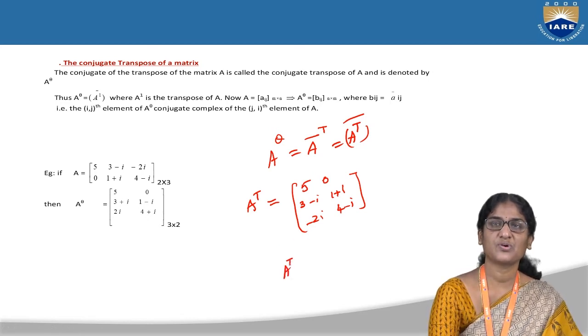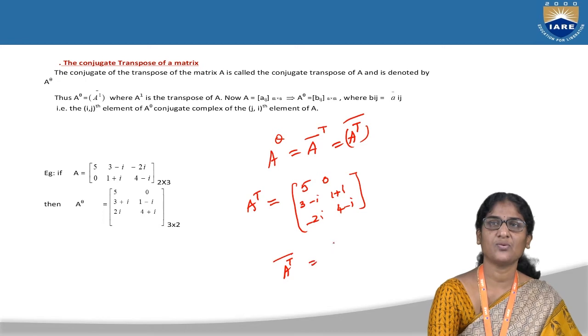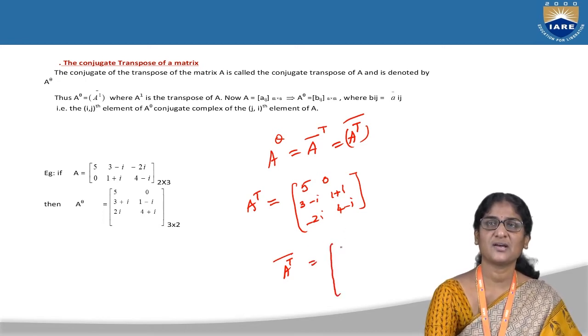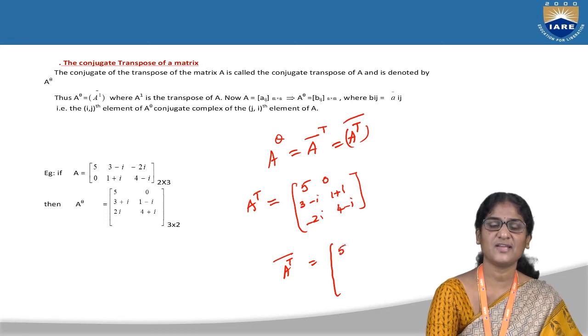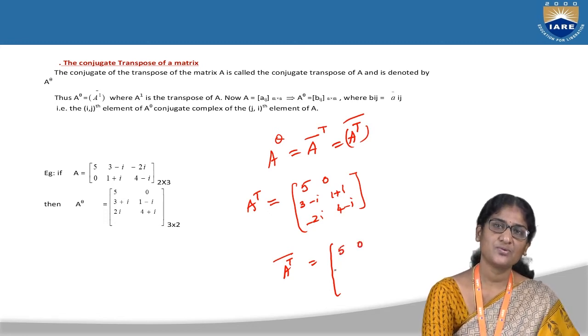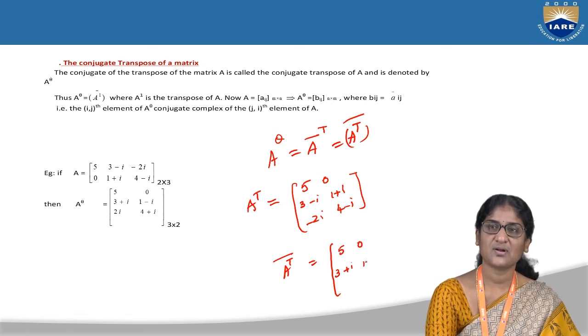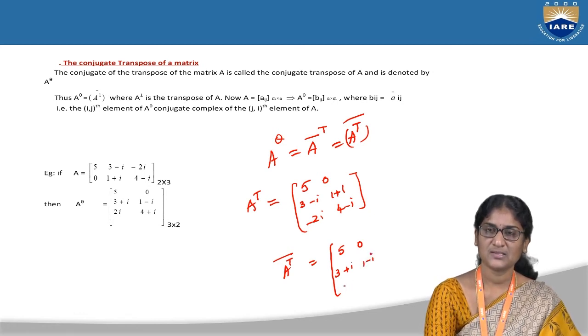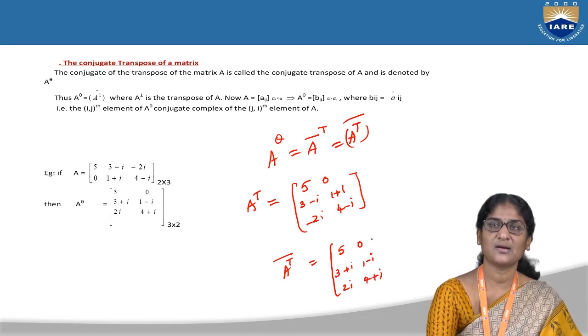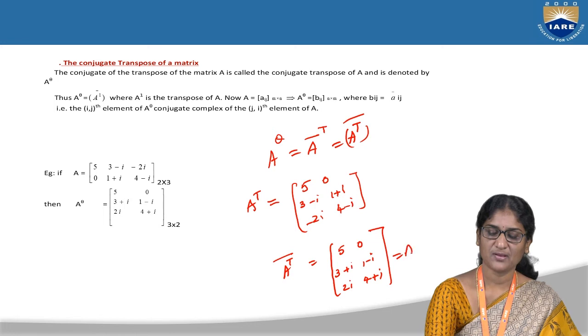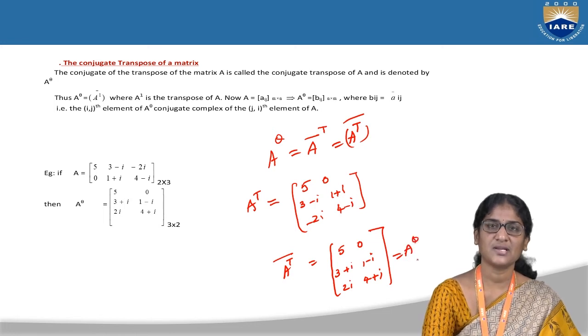Now what is A transpose whole bar? You take the conjugate of each and every complex number. 5 and 0 are real numbers, so they have no conjugate change. The next number, 3 minus i, has conjugate 3 plus i, and 1 plus i has conjugate 1 minus i, and so on for 2i and 4 plus i. So this is the value of A to the power theta, that is, the conjugate transpose.